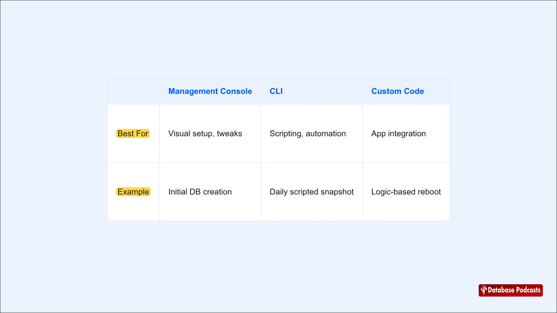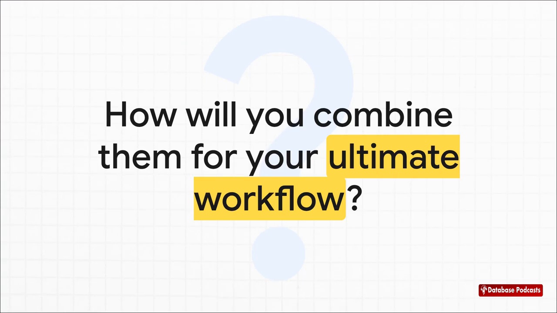If you're exploring or doing a one-time setup, use the management console. If it's a repeatable task you want to automate, use the CLI. And if you're building intelligent systems with custom logic, you turn to code with an SDK like Boto 3. It's that simple. But here's the thing, the real power comes when you realize you don't have to pick just one. You can use the console to set everything up, have a CLI script handle your daily backups, and then a Python app for your intelligent monitoring. So start thinking about your own projects. How are you going to combine these tools to build your ultimate workflow?